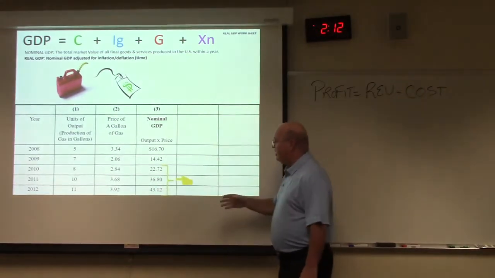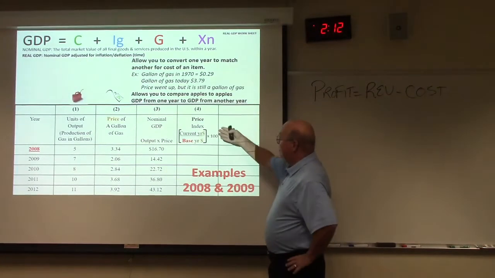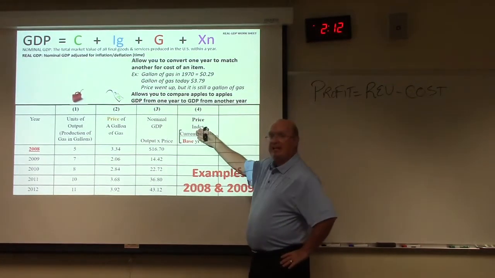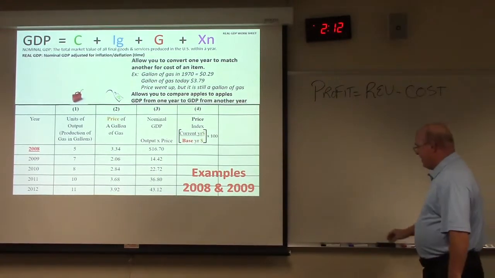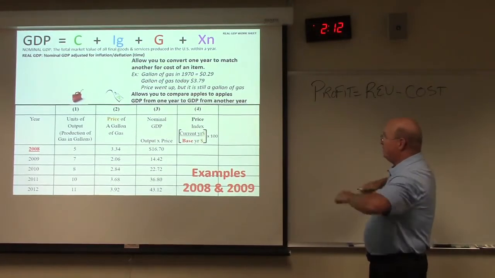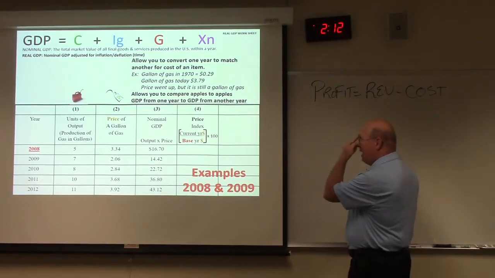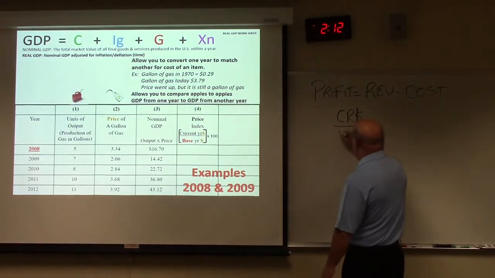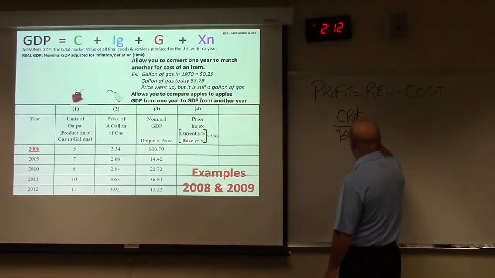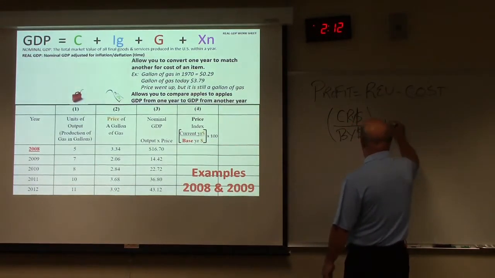So the first thing we need to do is obviously come up with the nominal GDPs for those years, but then the second is we have to do what's called a price index. It's another formula, and we put these together. So let's take this one, and we're going to do 2008 and 2009. So for 2008, the price index is the current year price divided by the base year price, times 100.